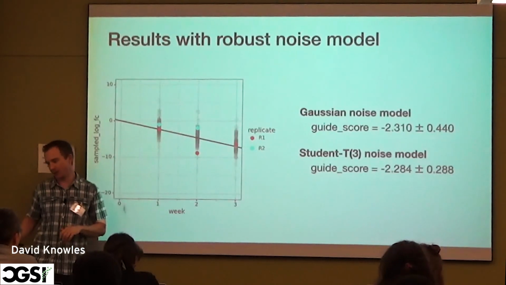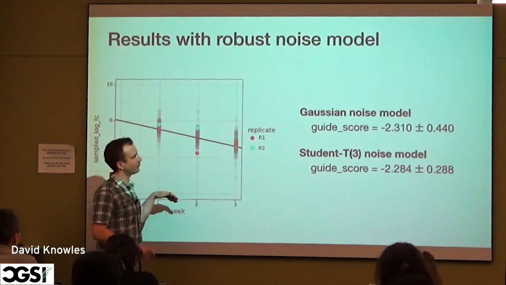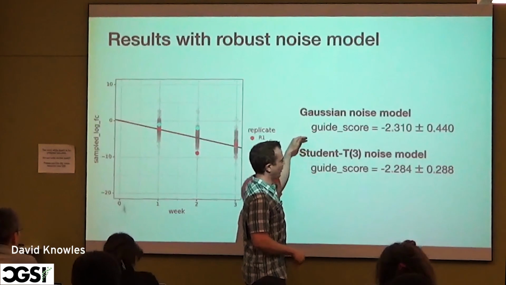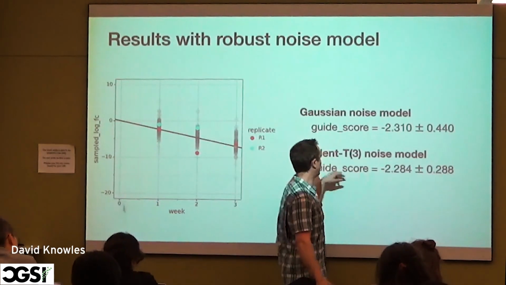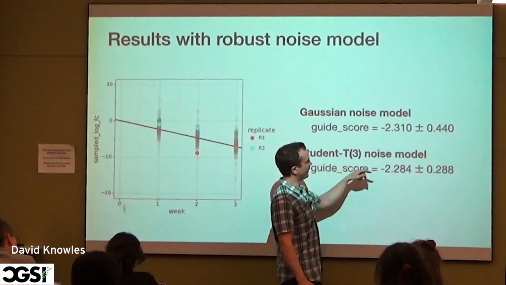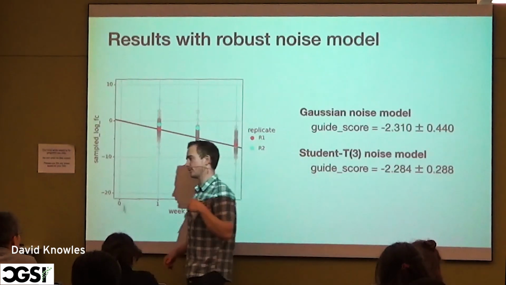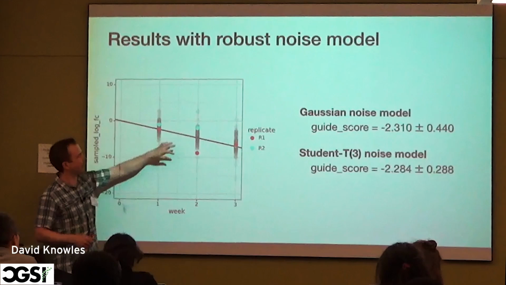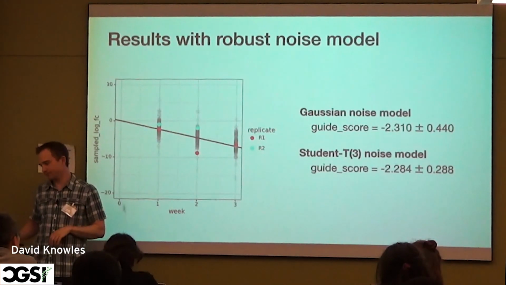We can fit this model again, and again, the inference code wouldn't have to change at all. One of the interesting things that happens when you do this is, I'm showing here the posterior mean and standard deviation on the guide score. And the posterior uncertainty actually goes down when you use the robust noise model. That's because those somewhat outlying points are less surprising under the student t.